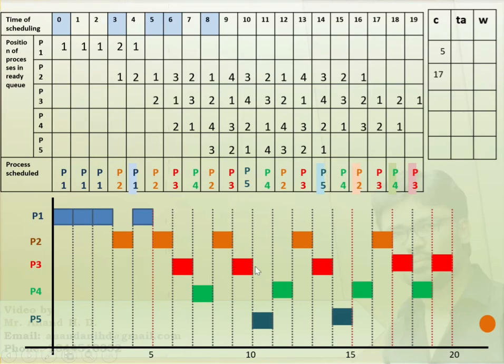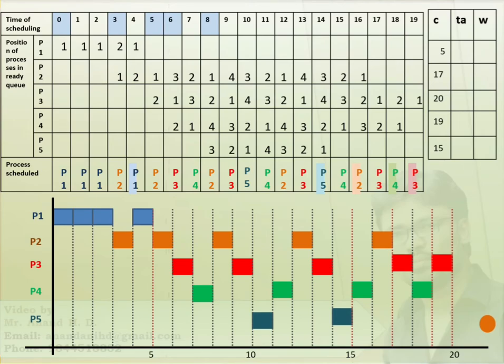Process P3 completed its execution at 20 time units. So C for P3 is 20. And P4 has completed its execution at 19 time unit, right? So C for P4 is 19. And process P5 completed its execution at 15. So C for process P5 is 15. Okay, so this is how we calculate completion time for each processes.